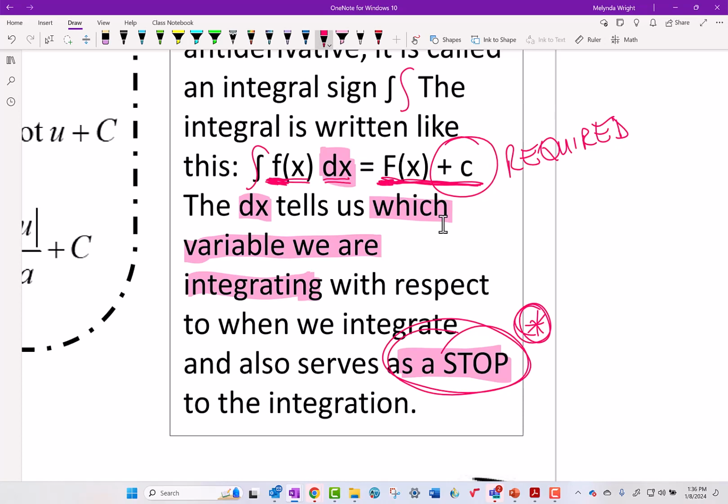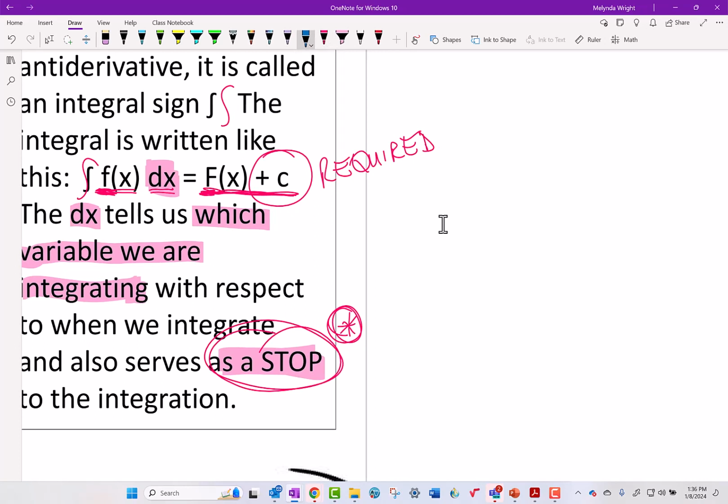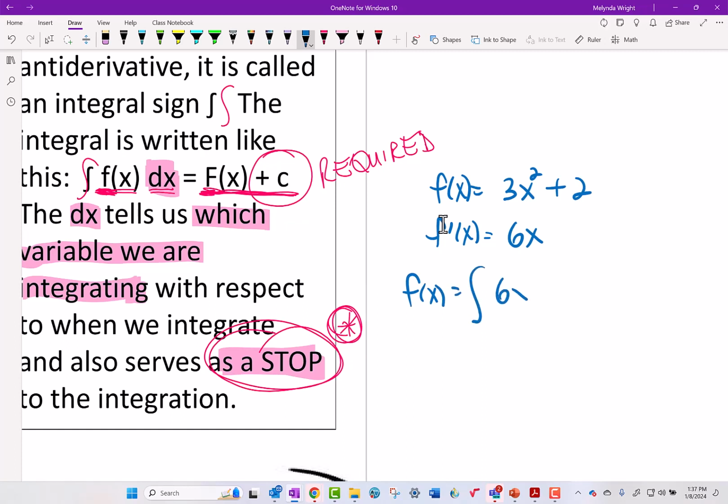I'm going to show you out to the side why we have a plus c. Let's say our original function is 3x squared plus 2. Okay, let's say that's our original function, and we want to take the derivative. So when we take the derivative, what's the derivative of 3x squared? It's 6x, right? And the derivative of 2 is 0. All right, let's say we want to go backwards. We want to find f of x. And we want to do the integral of 6x.